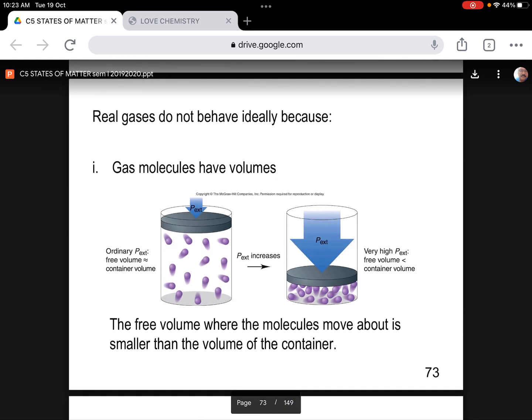Real gases do not behave ideally because gas molecules have volume. First, we look at container number 1. As we increase the pressure, or compress the piston, we can see the gas particles occupy some portion of the container, or we say occupy a sizable portion of the container. Therefore, real gases do have volumes.